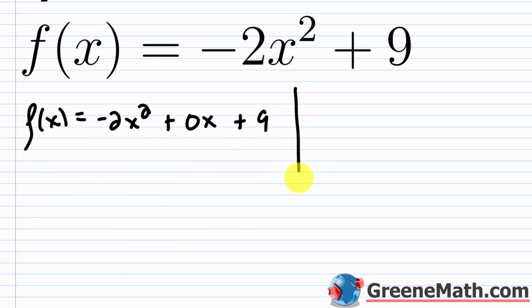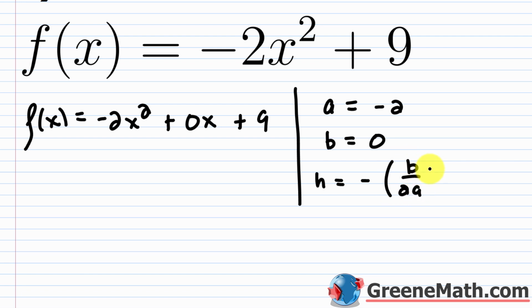Remember that your a is equal to the coefficient for x squared. In this case, that's negative 2. Your b is equal to the coefficient for x. In this case, that's 0. So we're going to put 0 there. And then your h is equal to the negative of b over 2a. Well, what's going to happen here is that b is 0. So 0 divided by something that's not 0, the denominator would not be 0 here, you would get 0. So you can just say h is 0. You can skip all of that and say h is 0.